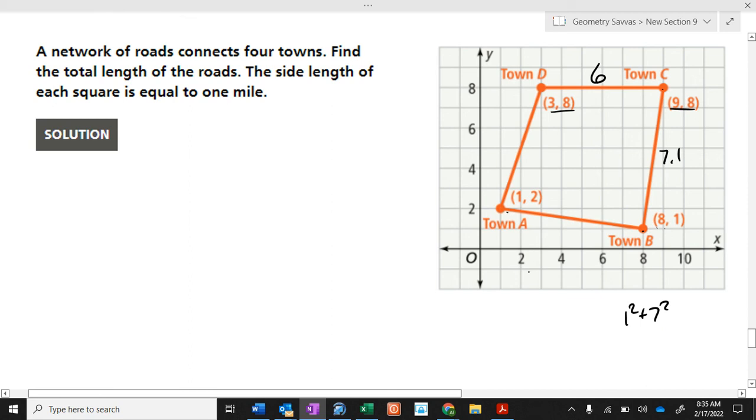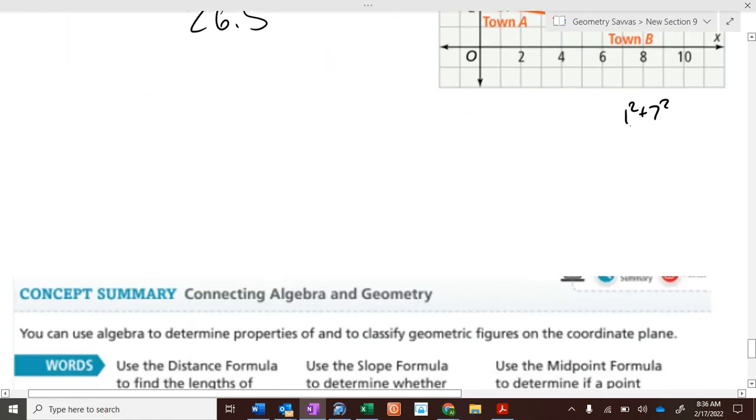From 1,2 to 8,1, you go over 7 and down 1. That's another 7.1, right? Well, 1 squared plus 7 squared is the square root of 50, which is about 7.1. For this one, you go over 2 to get from 1 to 3. You go over 2 and up 6. 2 squared plus 6 squared is 4 plus 36. The square root of 40 is about 6.3. So 6.3 plus 7.1 plus 7.1 is 20.5 plus 6 is 26.5. That's the length of all the roads.